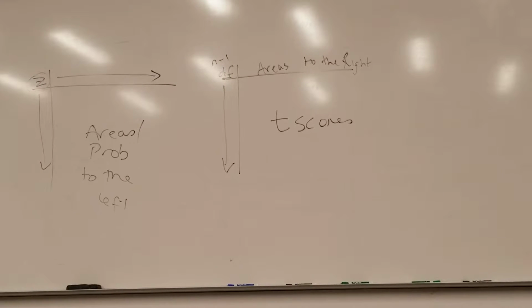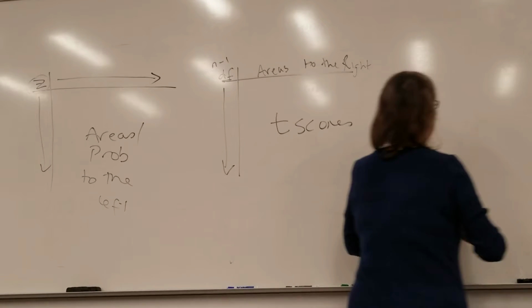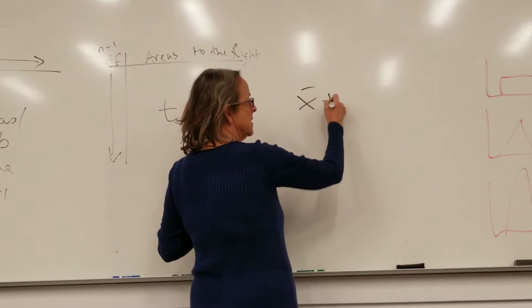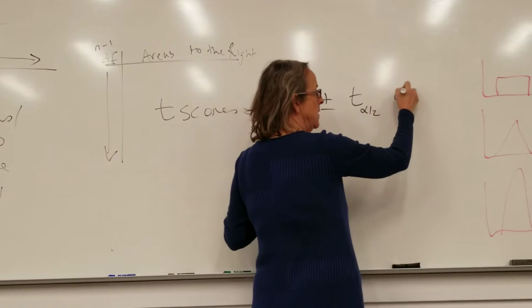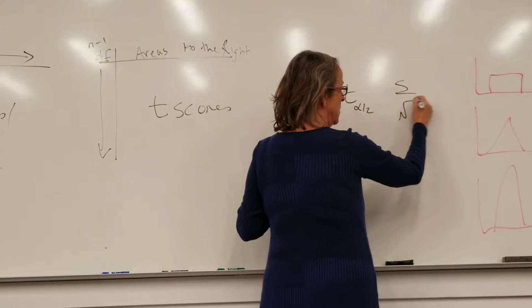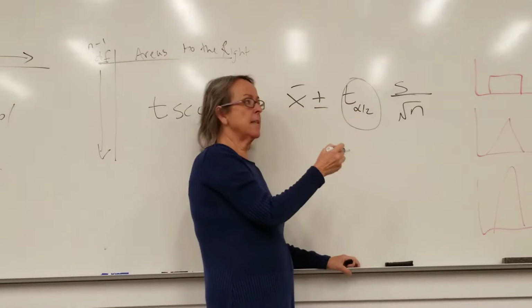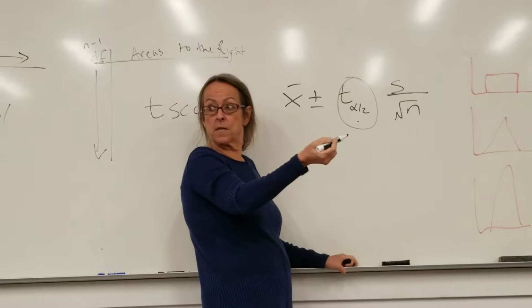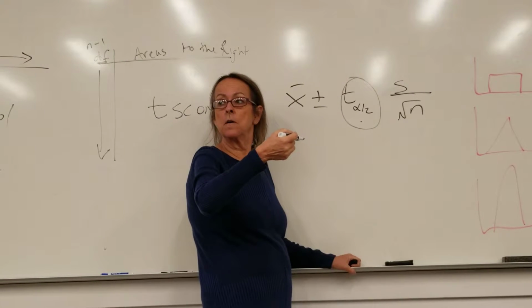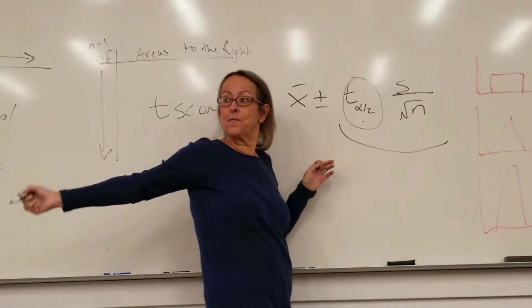If we look up some other value here, the t-score will be more than 1.96, because remember, it's a punishment. And so if we're going to have x bar plus and minus, instead of z, we're going to have t alpha over 2, and then we've got the standard deviation here. So this is going to be bigger than the z-score, which will make my margin of error bigger also, which will make my confidence interval wider.